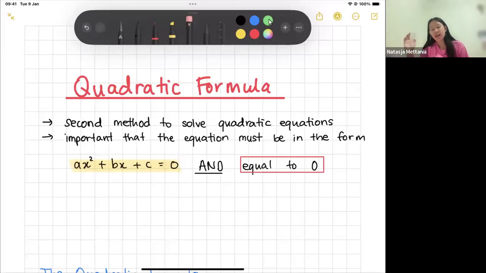Welcome back. So in today's lesson, we are going to be looking into the quadratic formula. The quadratic formula is the second method to solve quadratic equations.